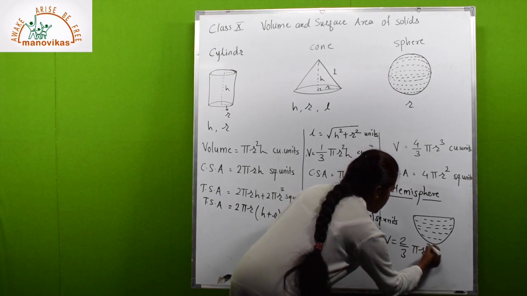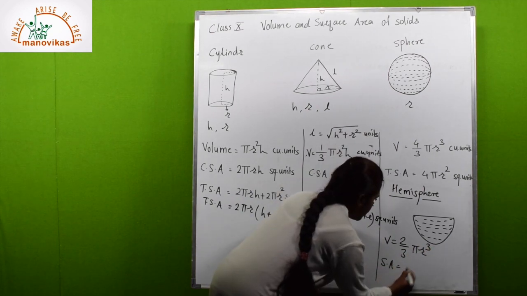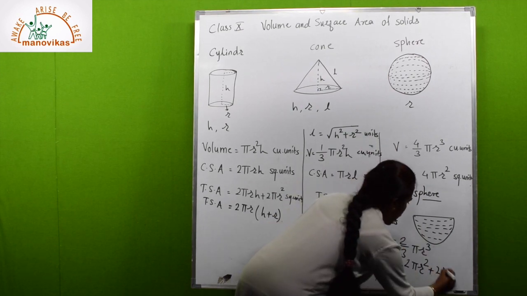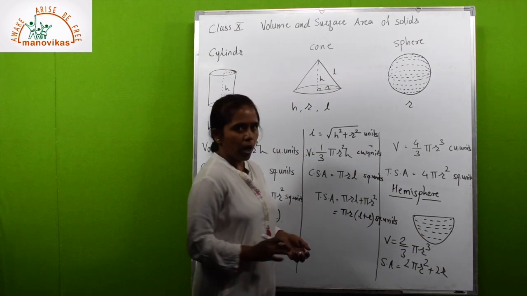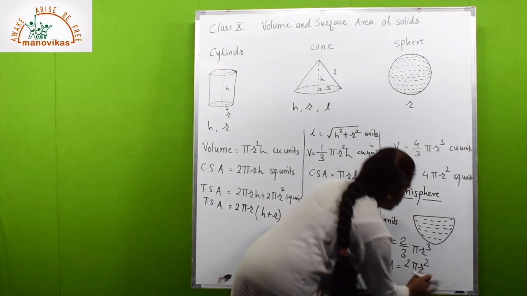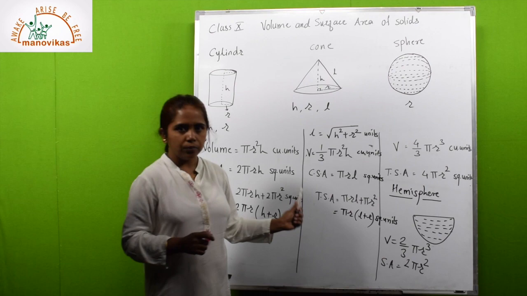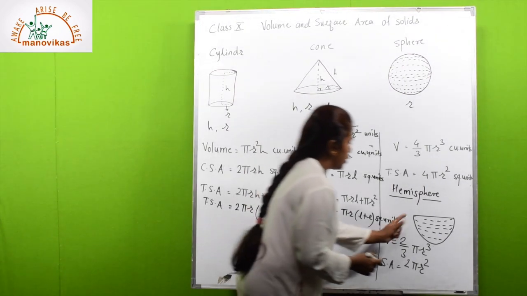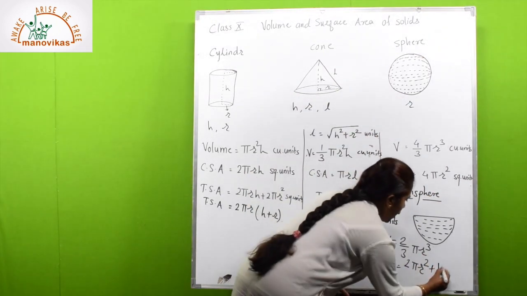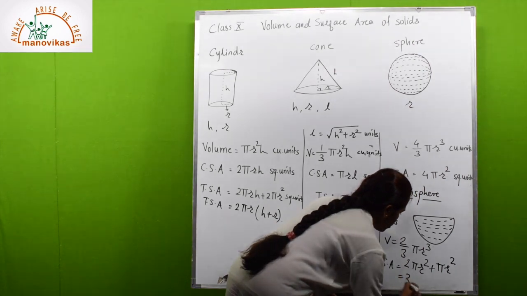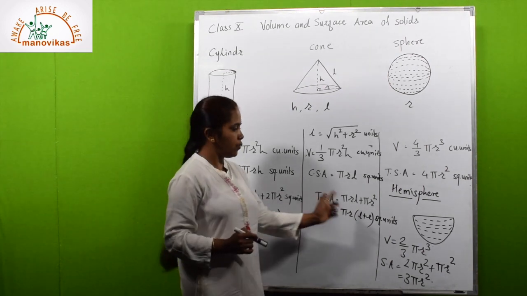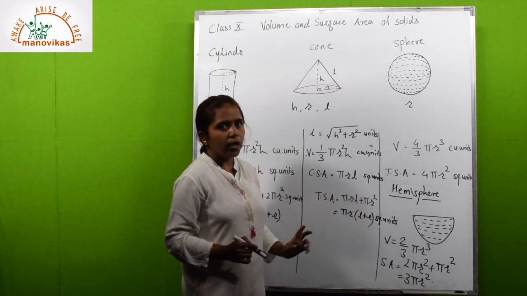2/3 pi r cube, and surface area formula will be 2 pi r square plus this 2r. This diameter length will be 2r. Sorry, here we are not going to consider that 2 pi r square. This will be the surface area which is curved, and top or this plane has the pi r square area. So it is total 3 pi r square square units will be the total surface area for the hemisphere.